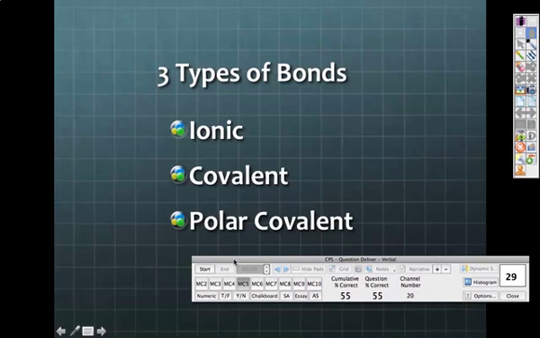So we have 3 types of bonds. We have ionic, what is sometimes called pure covalent, or just covalent, and polar covalent. We've talked about ionic at length. We're going to talk about ionic at length again today, and then we're going to get into our 2 different types of covalent. Again, sometimes the one that just says covalent is called pure covalent, P-U-R-E.